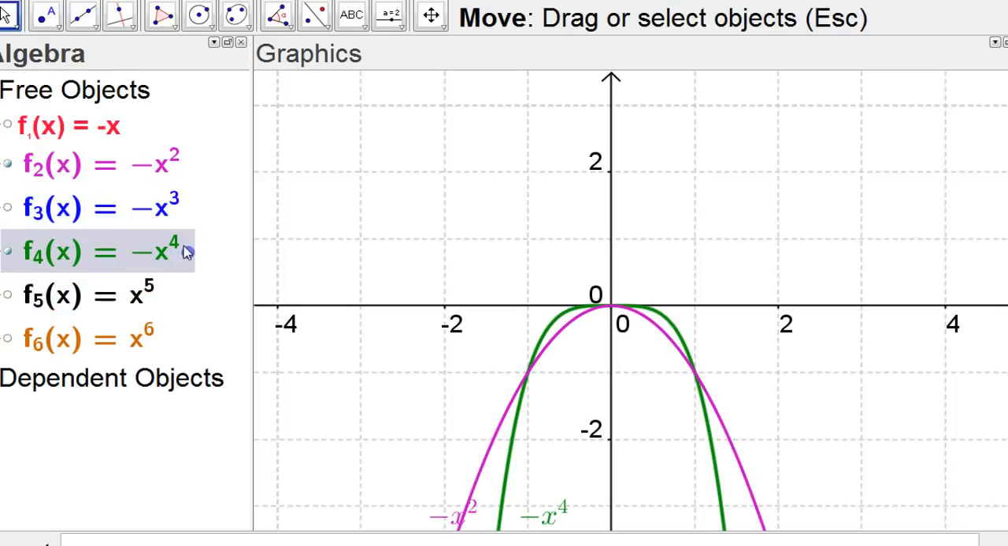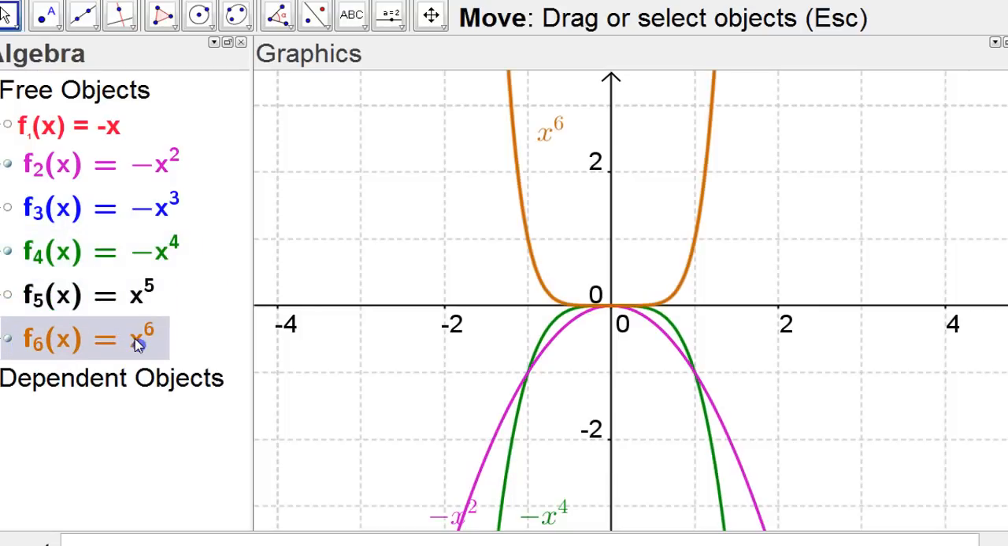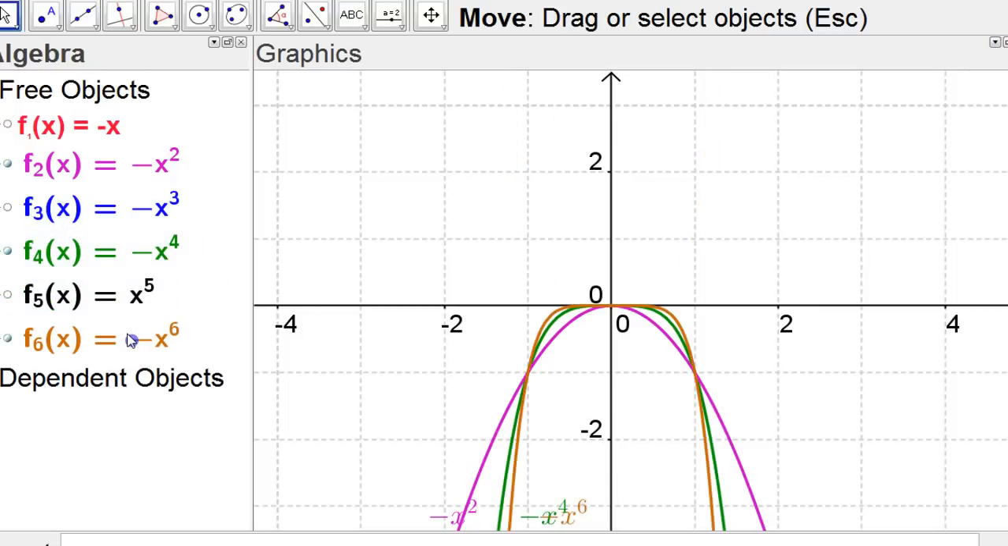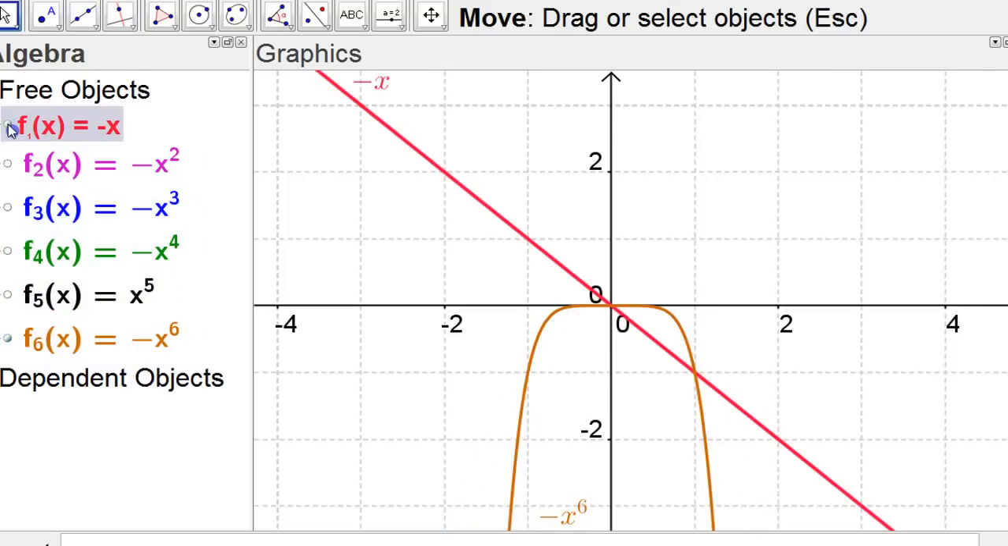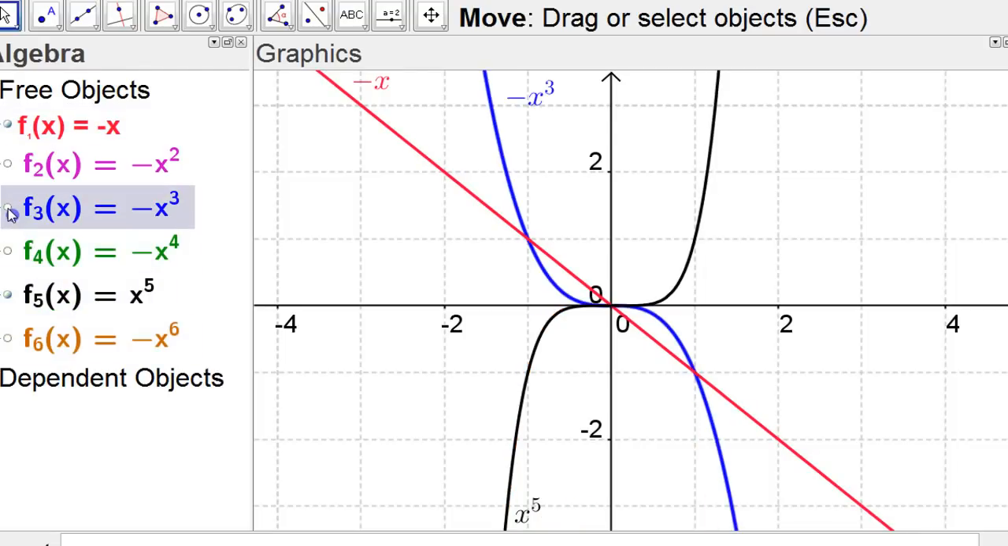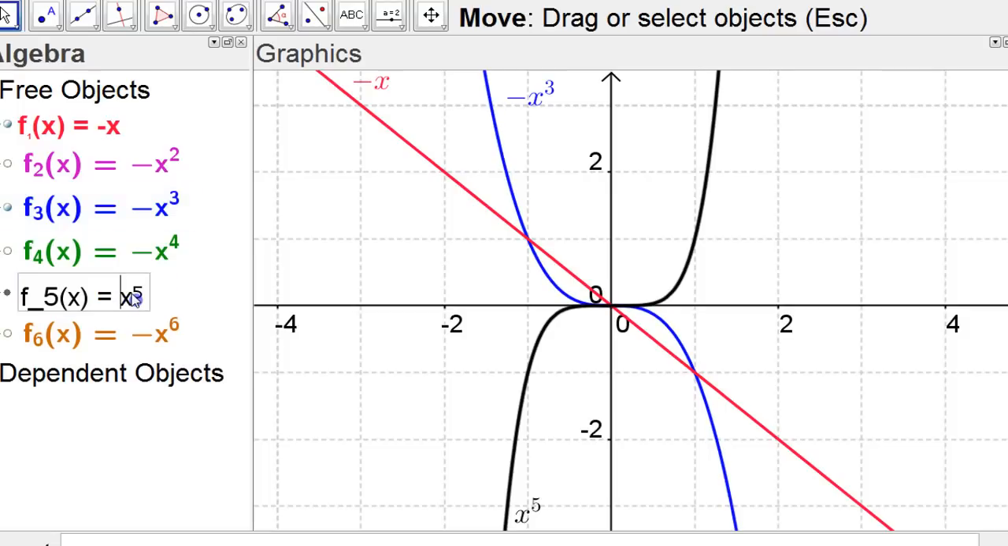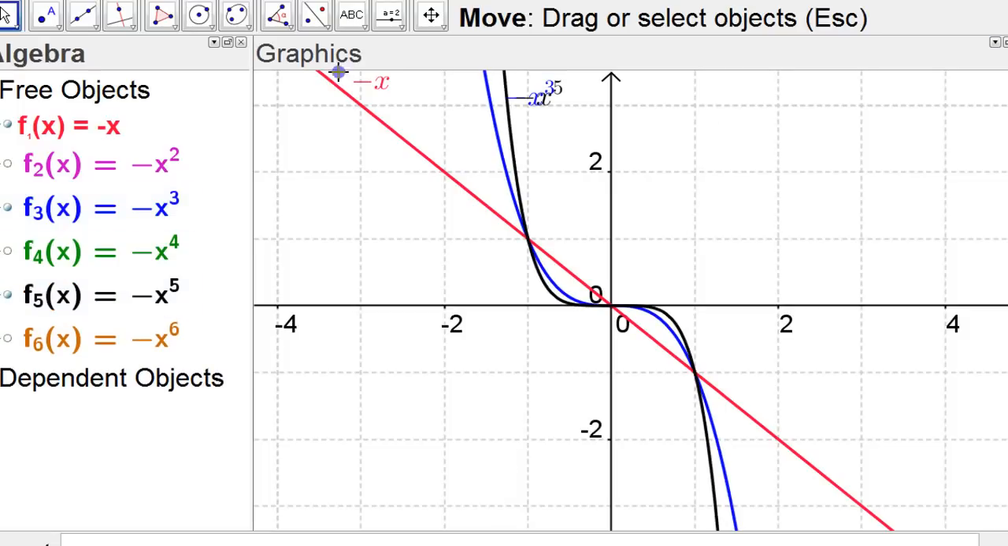That coefficient in front of that term affects which direction it opens if it's even. Same thing's going to happen with this. Opens up, unless you have a negative in front of that, then it opens down. And then the odd ones, they don't open a certain direction. They behave like lines. The odd ones behave like lines. So if you have a negative in front there, turn off all the even ones. Turn on the odd ones. And if I put a negative in front of that x to the fifth, then it slopes down like the line.